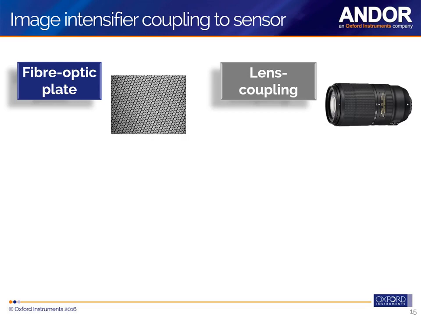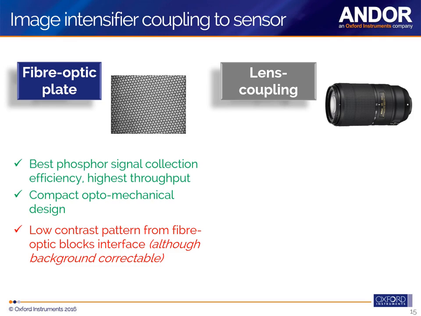So now the phosphor has converted the photoelectrons into visible light. This visible light has to be channeled to the sensor for detection. There are a couple of methods to channel this light to the detector. The first one is using fiber optic plates, little individual structures, like you can see the little honeycombs here, mechanically coupled to the image intensifier and the sensor. The second method is to use a lens coupling to relay the light from the back of the phosphor to the sensor.